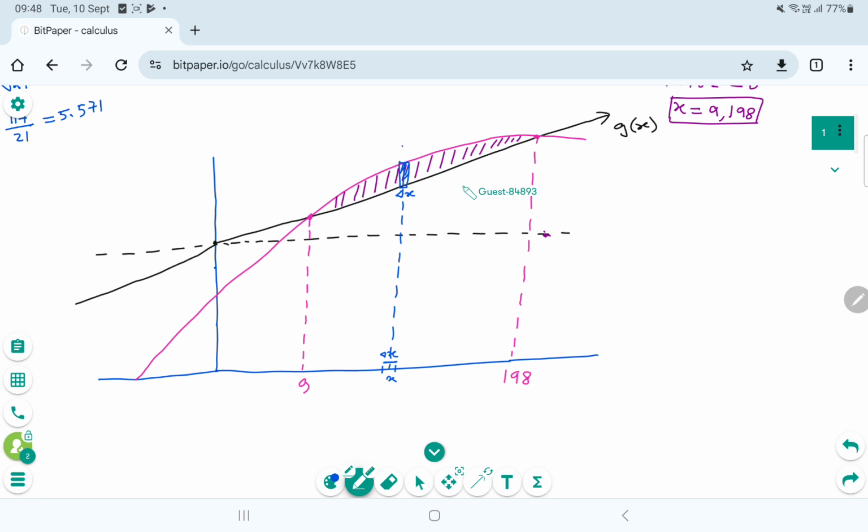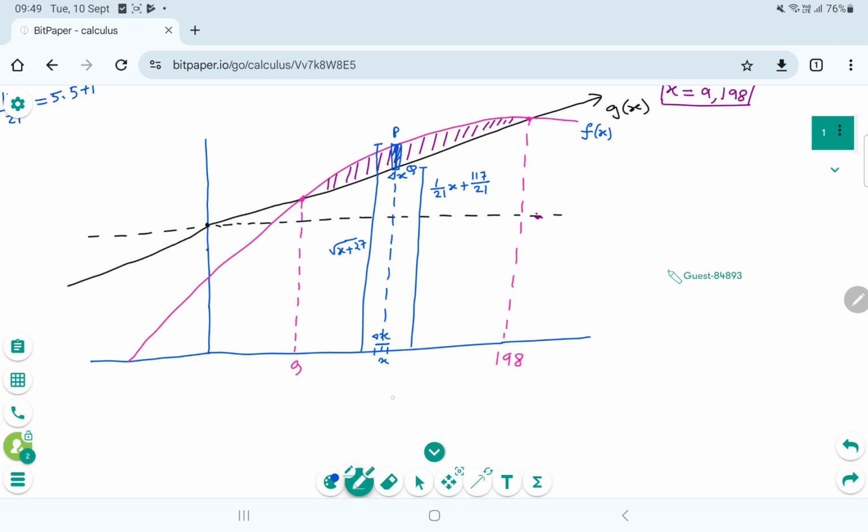This point is P and this point is Q here. Now can you calculate the height PQ at x? The total height from here to here is given by the function f(x), which is the square root of x plus 27. And the height from here to here we get from the function g(x), that is 1 over 21x plus 117 over 21. Correct?